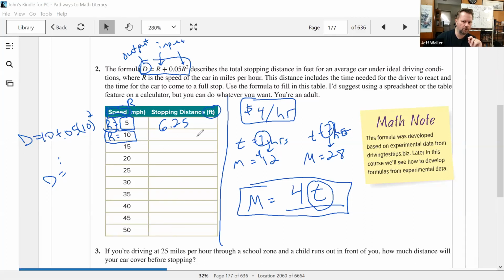Can you do a shortcut by adding the same amount like we did earlier? I can't do that because this is not linear. It's got a square in it. So I can't do that shortcut. Too bad.